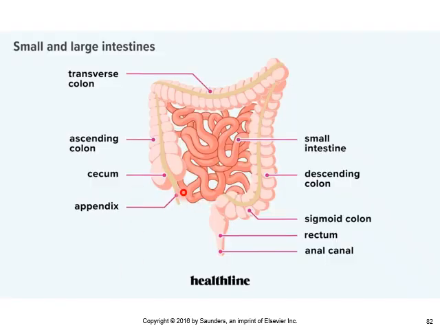This is the small and large intestine. So this is the small intestine in the middle here. And again, it's duodenum, jejunum, and then ileum, and then it will be connected to the large intestine.